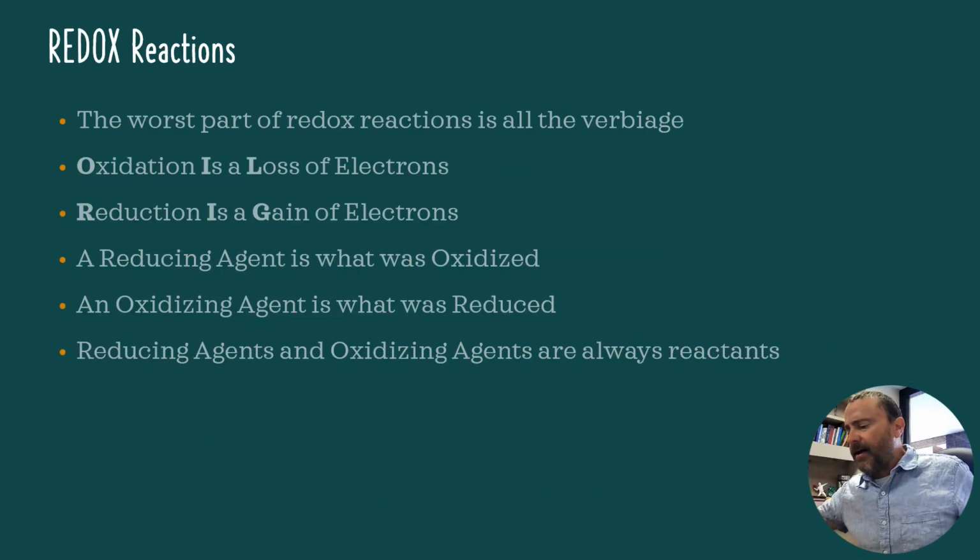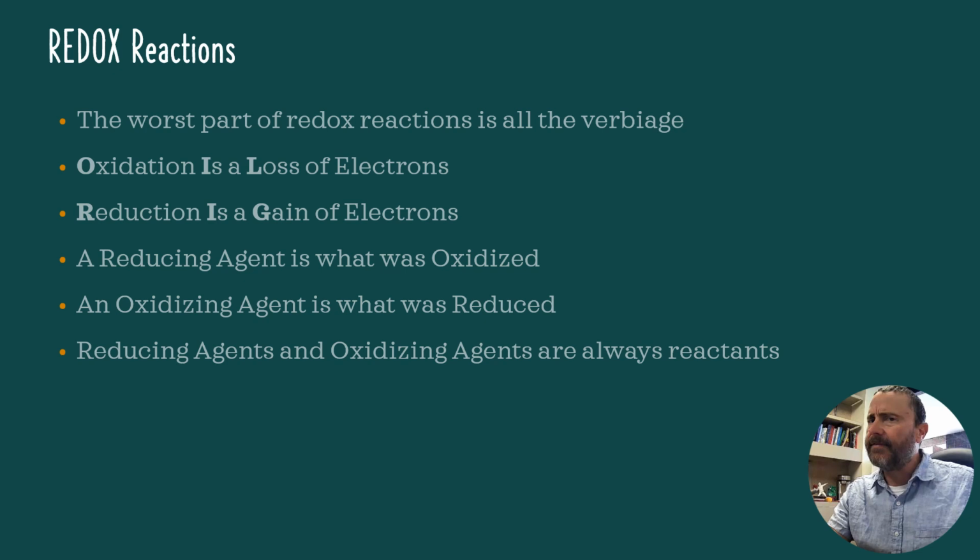All right, now redox reactions. Again, this is probably the worst thing. One, you just have to be able to recognize them, and that's tough enough, and two, it's got all sorts of weird verbiage along the way. So it says oxidation is a loss of electrons, and reduction is a gain of electrons. That makes no sense until you start thinking about it.